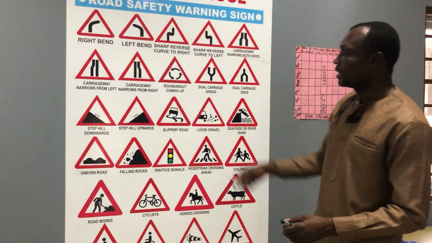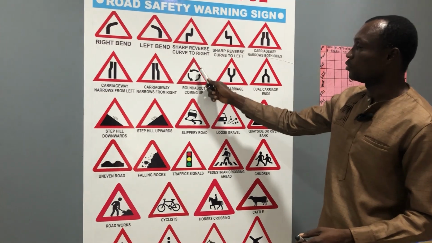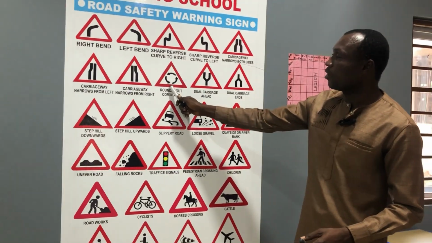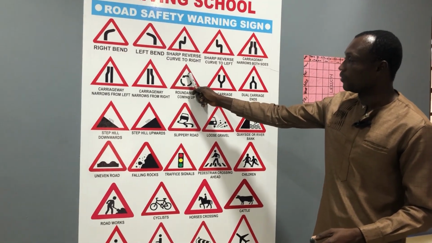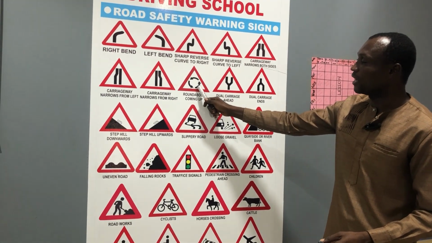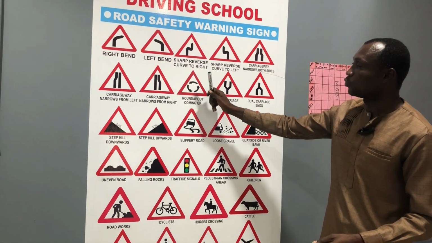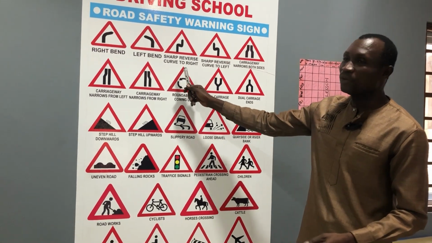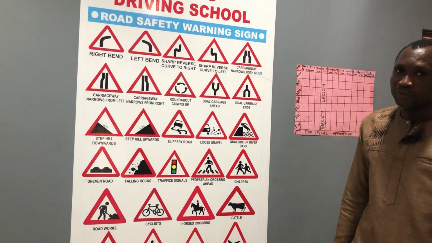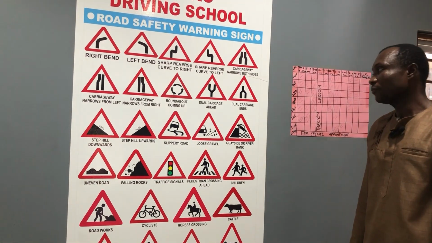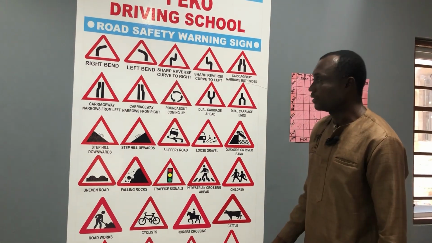When you are about to exit, we have maybe exit 1, exit 2, exit 3, and you intend to exit at exit 3, you are not supposed to show your trafficator at exit 1 and exit 2. You bypass exit 1 and exit 2 before you can what? Show your trafficator. So that is how it is.